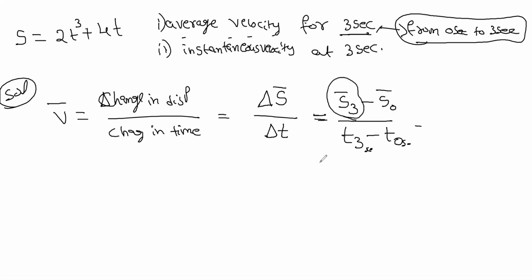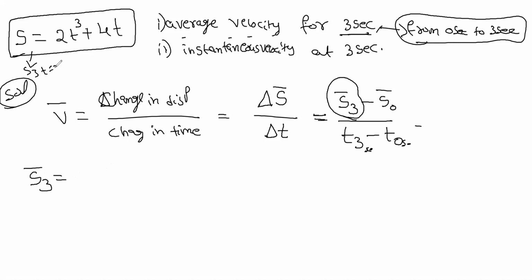Okay, now what is displacement at 3 seconds? They gave S, right? 2t cube plus 4t. Displacement S3 means when t equals 3, what is the value? Just substitute t as 3.